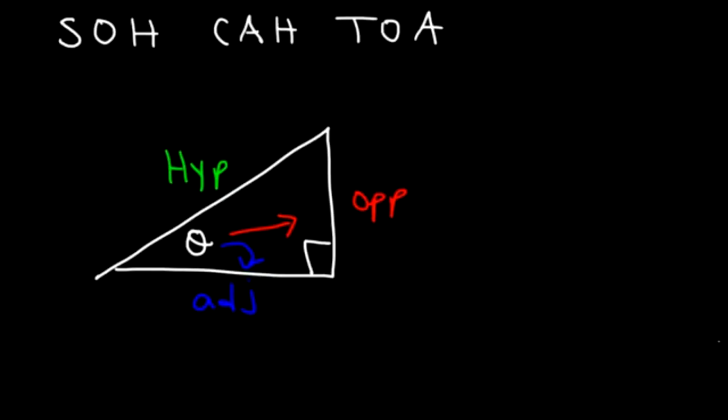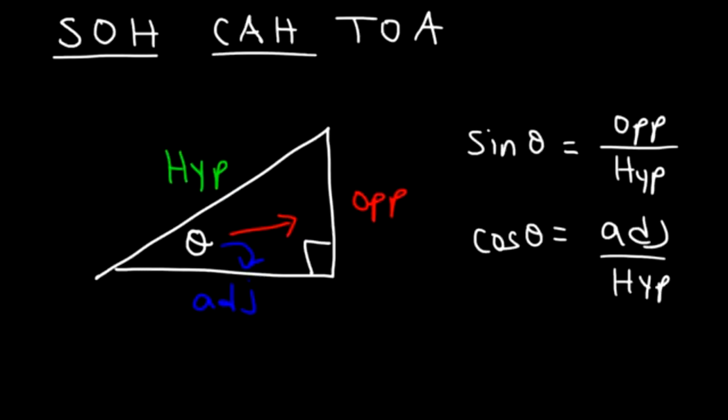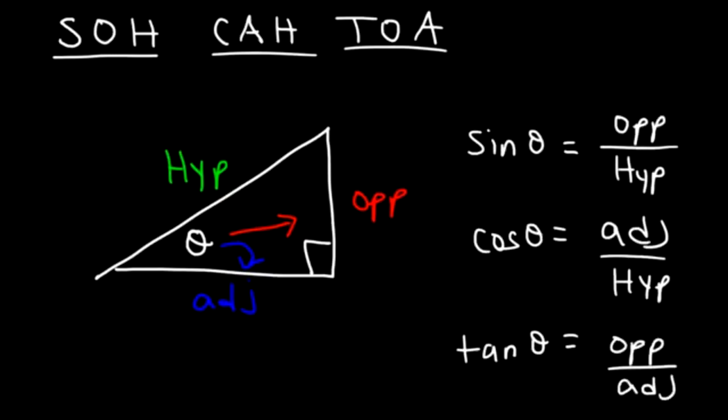Now let's talk about the 6 trig functions in terms of sine, cosine, tangent, opposite, adjacent, hypotenuse. Sine theta, according to SOH CAH TOA: S is for sine, O is for opposite, H is for hypotenuse. Sine theta is equal to the opposite side divided by the hypotenuse. Cosine theta is equal to the adjacent side divided by the hypotenuse. CA is for cosine, adjacent over hypotenuse. And tangent theta, TOA, is equal to the opposite side divided by the adjacent side. So that's the tangent ratio.